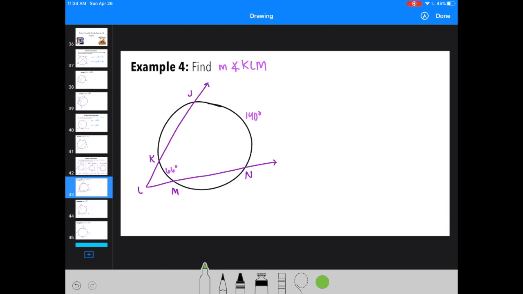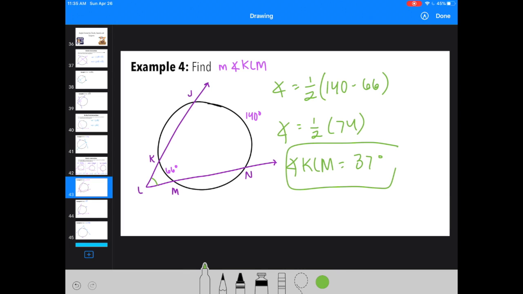Here, for example 4, I am wanting to solve for angle KLM. To solve for that, the angle measure is going to be equal to 1/2 times my outer arc, which is 140, minus my inner arc of 66. So 140 minus 66 gives me 74. I'm going to divide that by 2 to give me my measure for KLM, which equals 37 degrees.